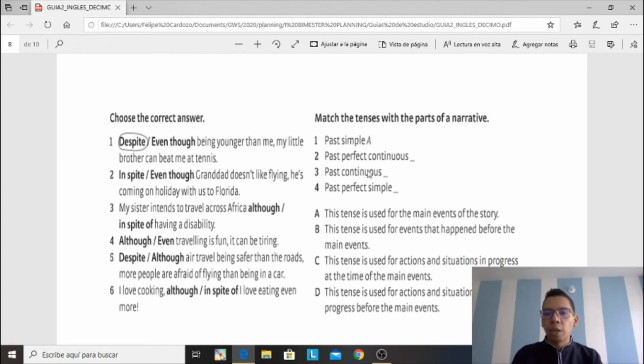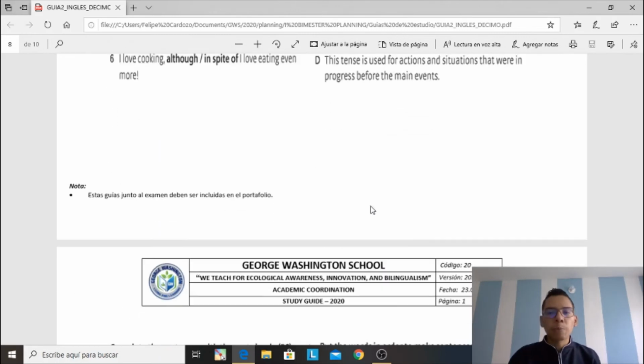Past simple, past perfect continuous. This one you have to remember or go to the previous part of the study guide when I showed you when you use past simple, when you use past perfect continuous, when do you use past continuous, and when do you use past perfect simple, okay?